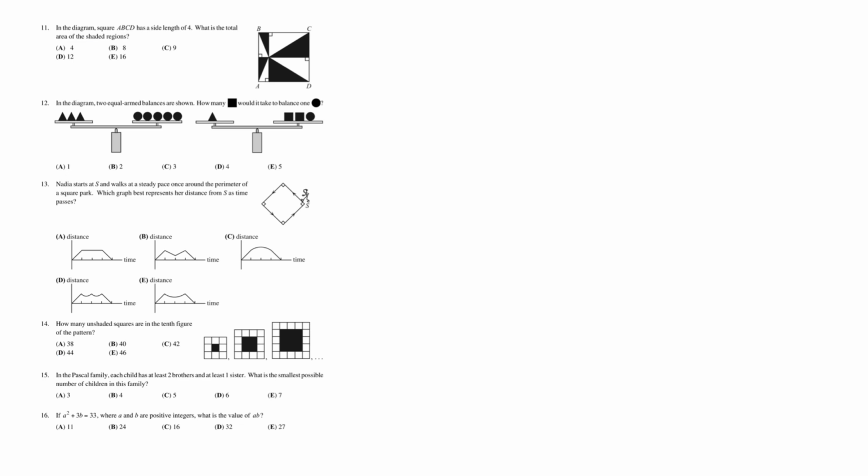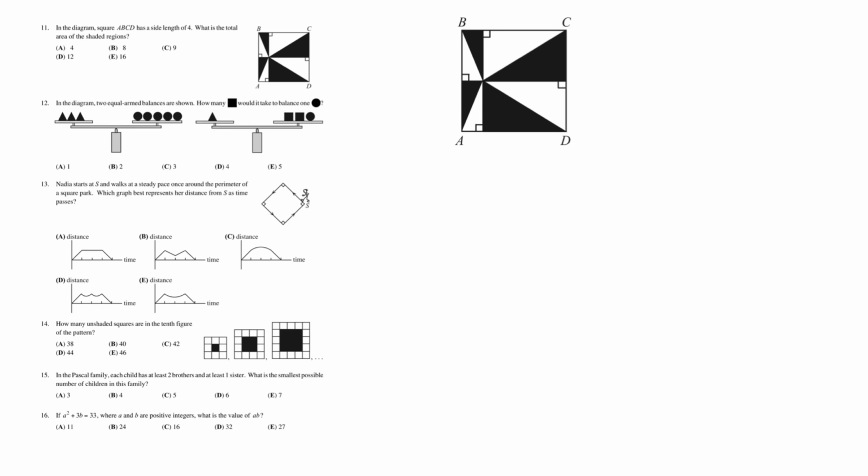Number 11. In the diagram, square ABCD has a side length of 4. What is the total area of the shaded regions? That's the shaded area. That's the triangle. Look at the rectangle.